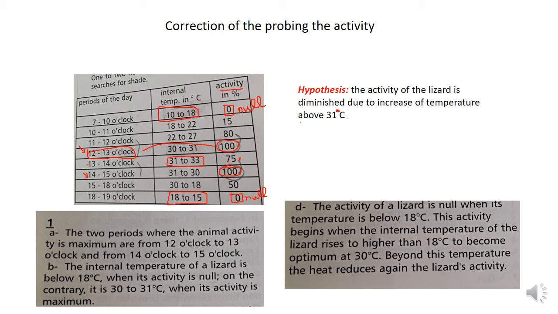Now, in part D we have to link the lizard's activity to its internal temperature. So as we see here, we do an analysis: the activity of the lizard is null when its temperature is below 18 degrees Celsius. As the internal temperature increases, the activity of the lizard increases till 100. However, when the temperature increases beyond 31 degrees Celsius, the activity of the lizard decreases or is reduced till 75. Okay? This is the number one.